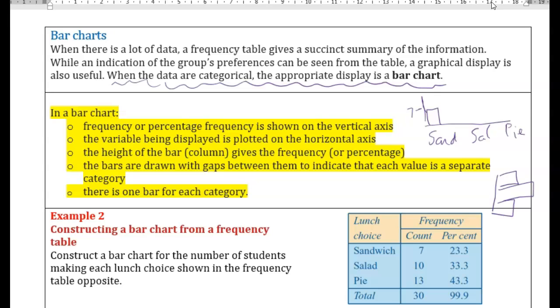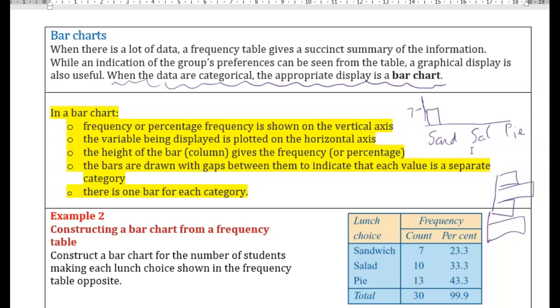Okay, so it's not a very good graph, but this can show the same thing, okay? But usually we have it displaying this way because it's just easier to read. The variable being displayed is plotted on the horizontal axis, so you can see here. The height of the bar or column gives a frequency or percentage. Okay, so it can show either the count or the percentage.